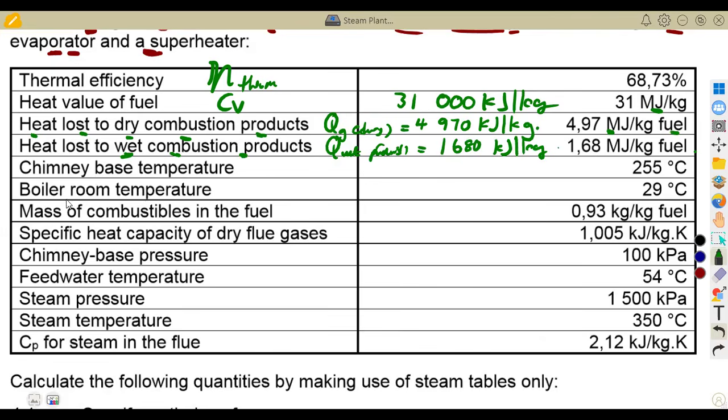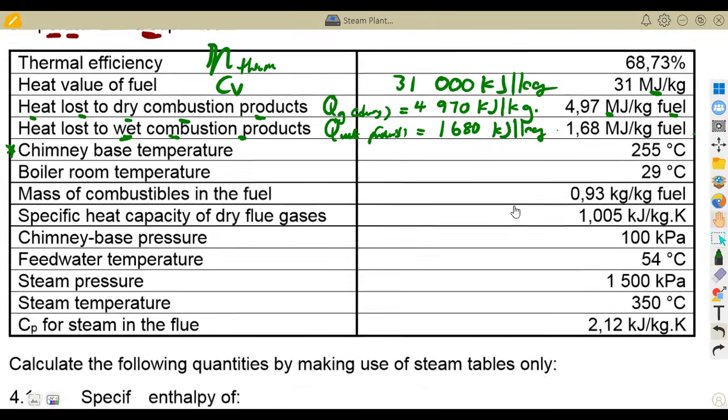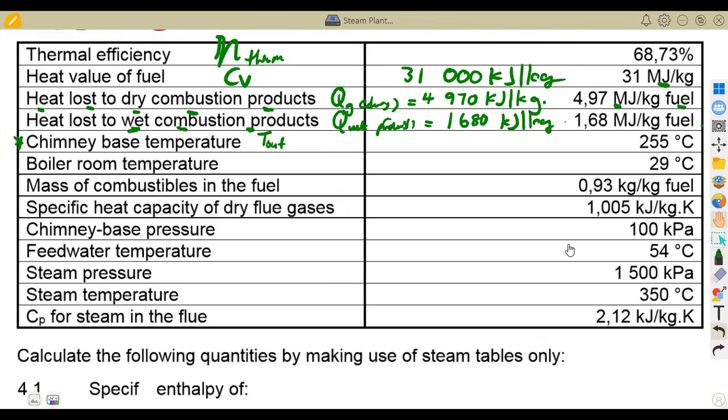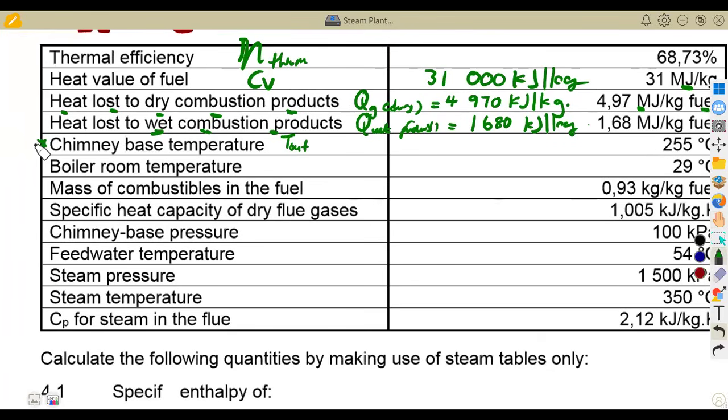Then the chimney base temperature. We talked about this chimney in our other question papers, and I said that this is where we have the flue gases. So when you're considering the chimney base temperature, that is the temperature that is going out. So this is your T out. There we are talking about the flue gases. As long as we are on the chimney, we are talking about the flue gases.